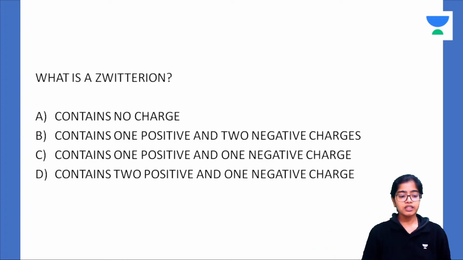Now we'll move on to the next question. This is the second question. I'll give you 5 minutes to answer this. What is the Zwitter ion? Is it one that contains no charge, contains one positive and two negative charges, contains one positive and one negative charge, or contains two positive and one negative?